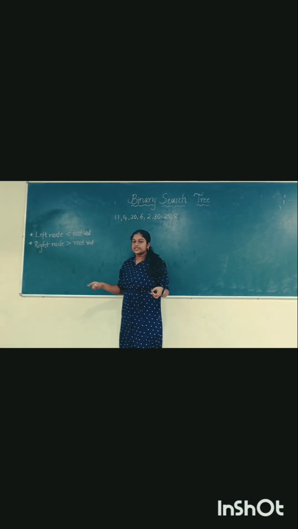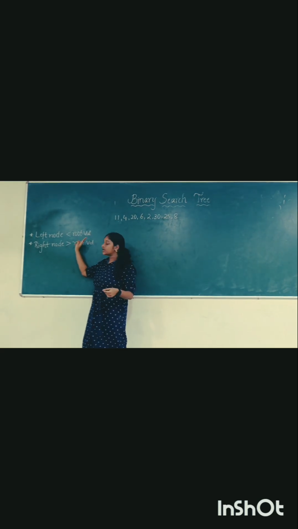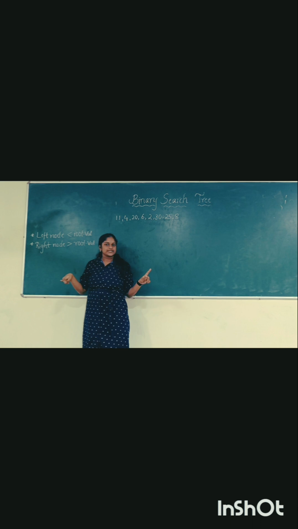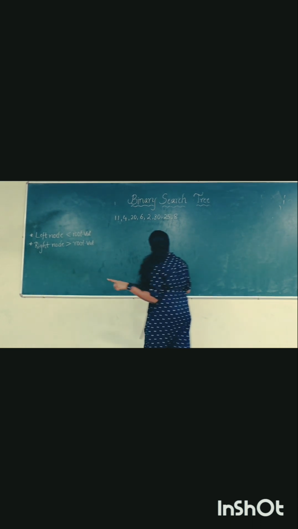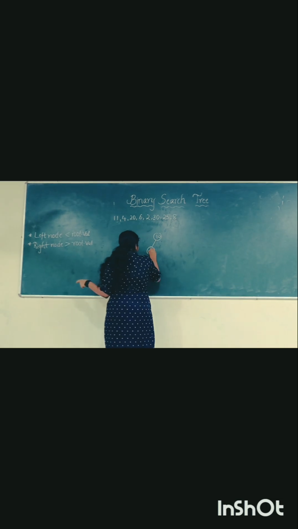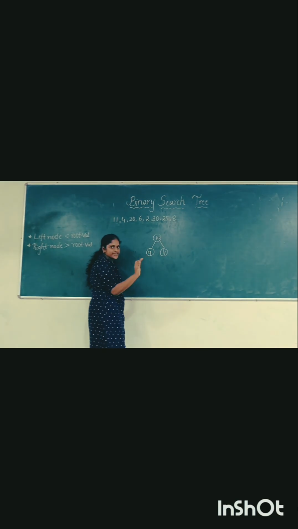And the third condition is the value of the left subtree should be smaller than the value of the root node. And the value of the right subtree should be greater than the value of the root node. So let us implement this small binary tree. So let us take 10, 9, 11. So you can see this is a binary search tree.